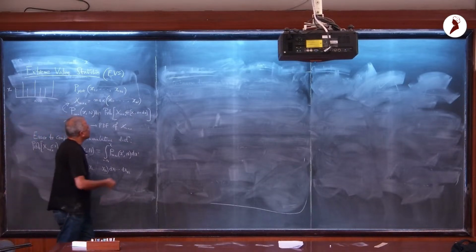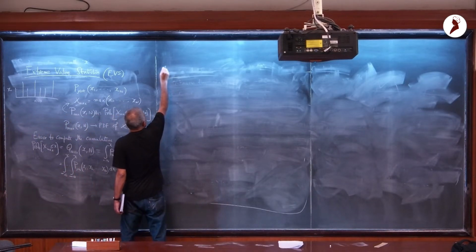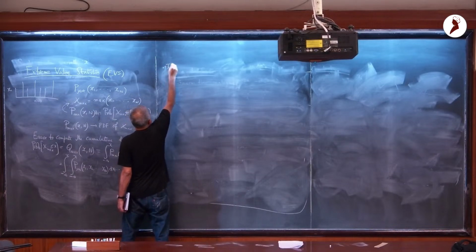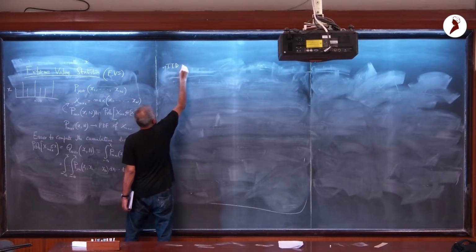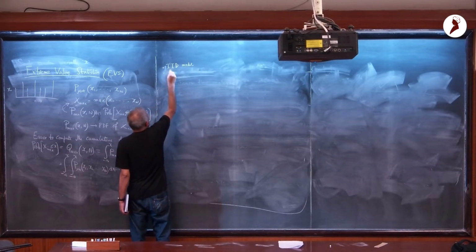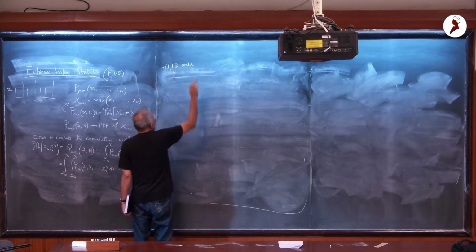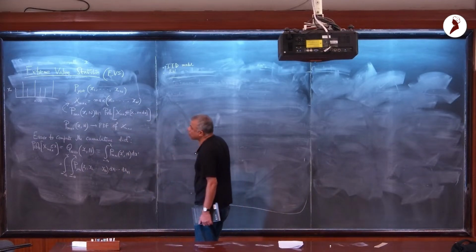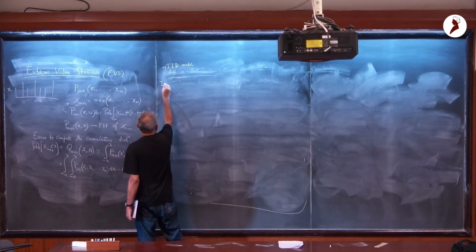As I said, I'll discuss two models. The first model is the IID model, and the second one is the random walk model. In the IID model, the variables are uncorrelated, and in the random walk model, they are very correlated, as you saw. So let's start with the IID model.